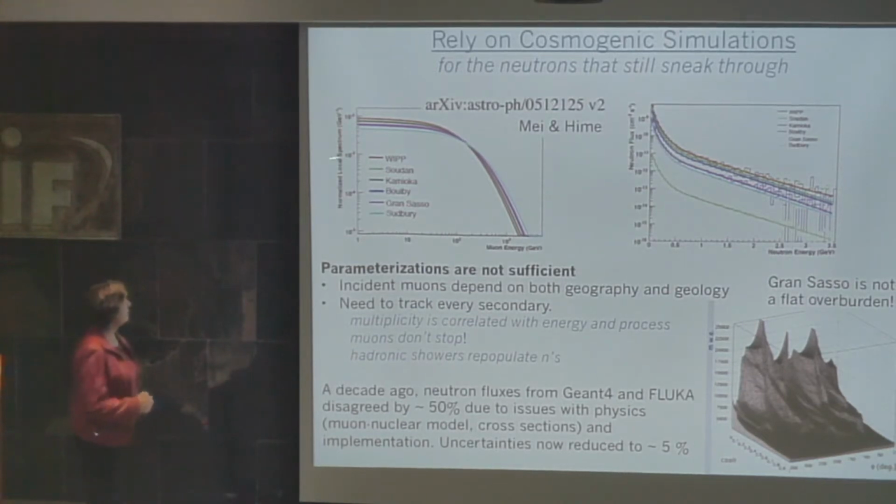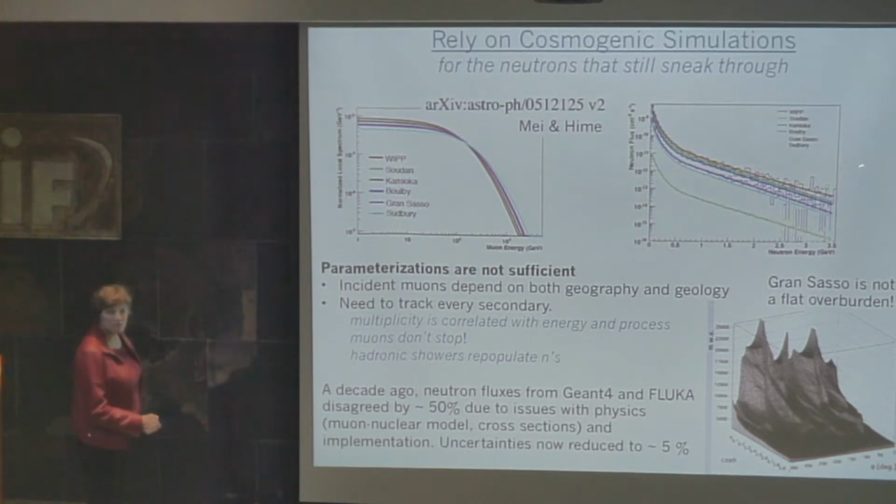Now, early on, there was a very nice paper by Mei and Hime where basically they looked at lots of different underground sites and depths and parameterized the spectrum. So you kind of see the red here, bends over sooner, comes down here. WIPP is a very shallow site. As you move deeper, the spectrum moves out and becomes harder. And then from that, they gave a set of curves.